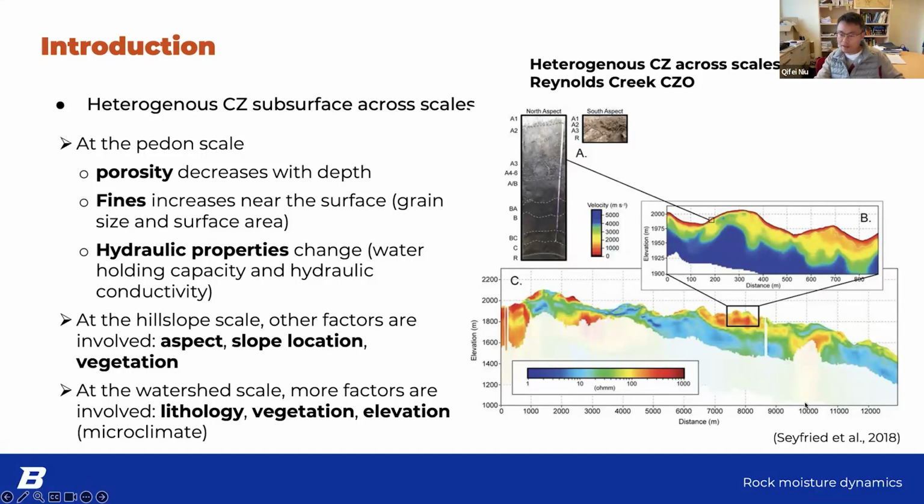And then if you look at the watershed scale, this is the airborne EM data from the Reynolds Creek Critical Zone Observatory, and the X distance is about 12 kilometers. They've done an airborne EM survey, and image B is only a small part of the whole watershed. From image C, you can see all the slopes everywhere are heterogeneous. It didn't show a homogeneous subsurface at all. So this makes our study of the critical zone more difficult.